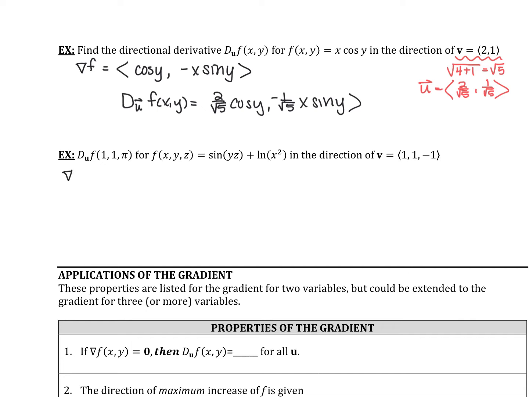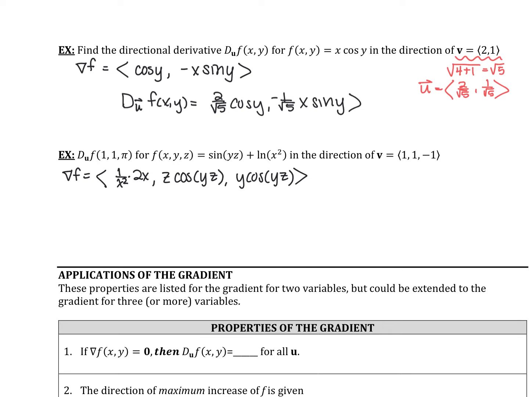Okay, my gradient in this case would be, let's see, we've got chain rule. So we've got the derivative of natural log, which is 1 over x squared times the derivative of that, which is 2x. And for y, we would have z cosine yz. And for z, with respect to z, we would have y cosine of yz. And there is my vector.